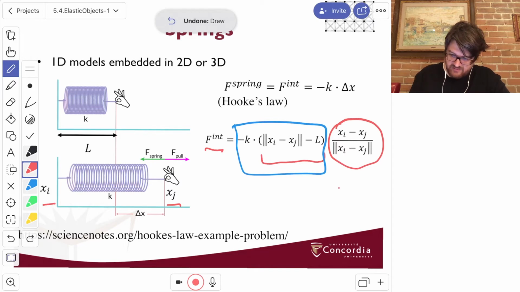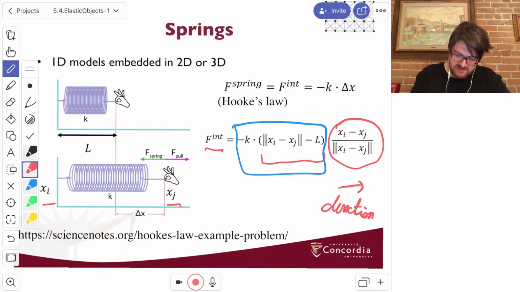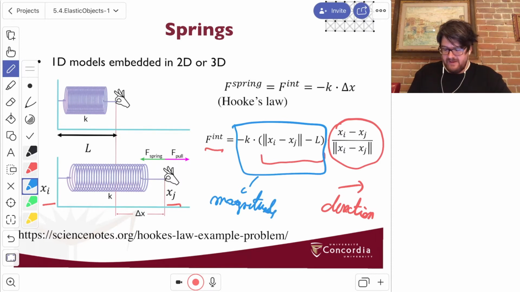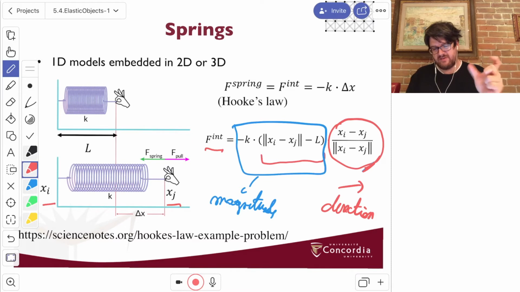This is the direction of the force, and this is the magnitude here. And direction in the sense of vector, of course, this minus sign is going to put it in the other direction, but this in red here is a unit vector between xi and xj.